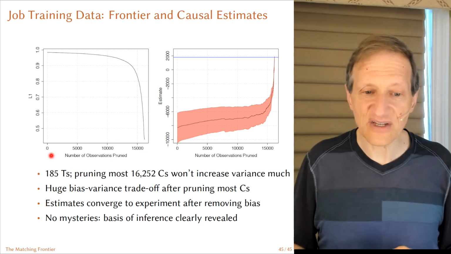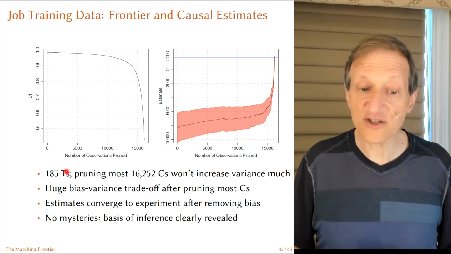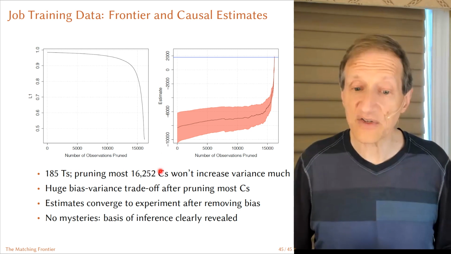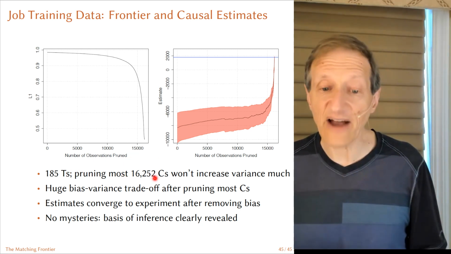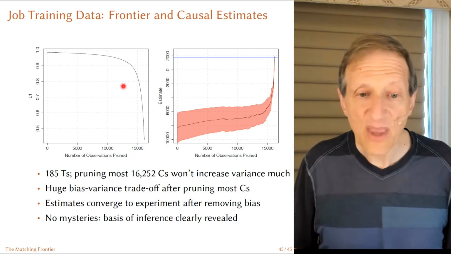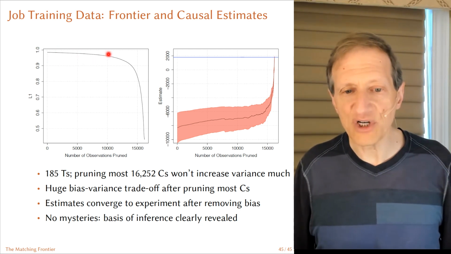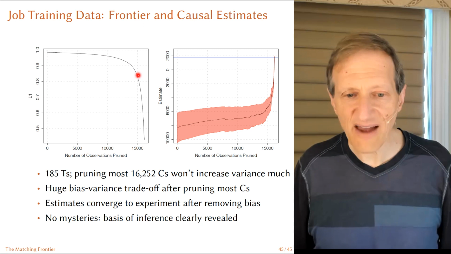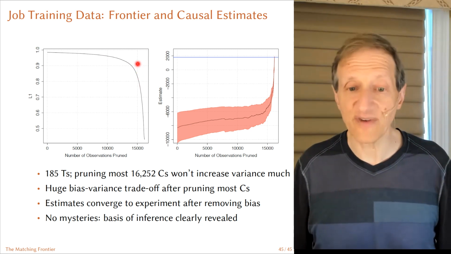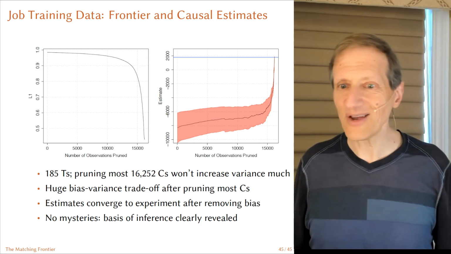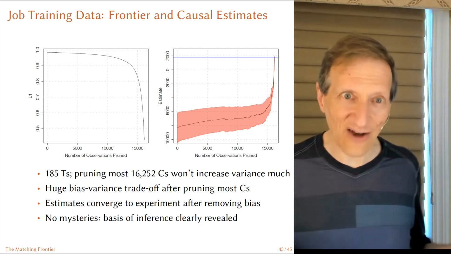There's 16,000 observations. This data set has only 185 treated units and 16,000 control units. What this shows, however, is that you don't really get a big reduction of imbalance until after you've deleted about 15,000 observations, and then you do. Now you'd say, wait a second, you're going to prune 15,000 observations?